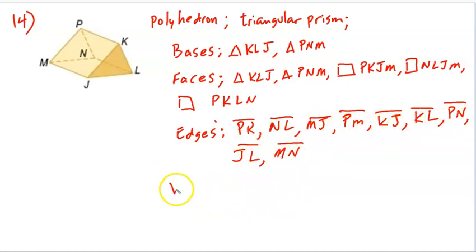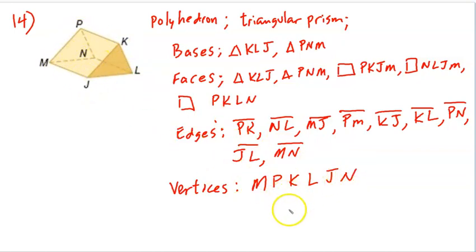Okay. And then the vertices, just all of the letters. So you just list them. M, P, K, L, J, N. All right, and that's our answer then for number 14.